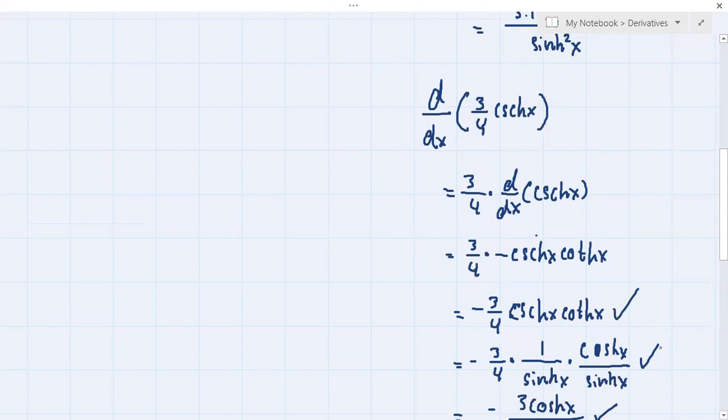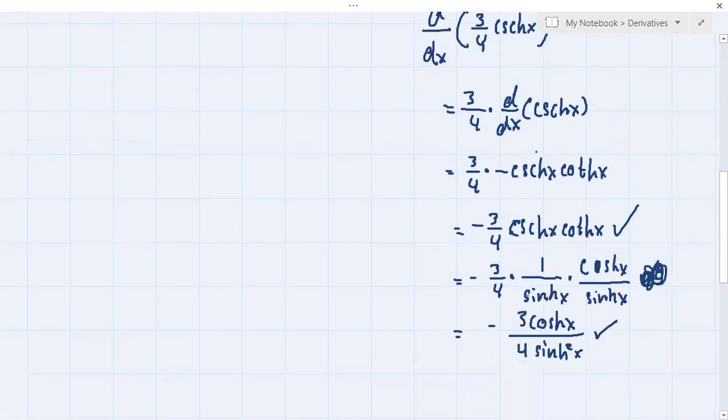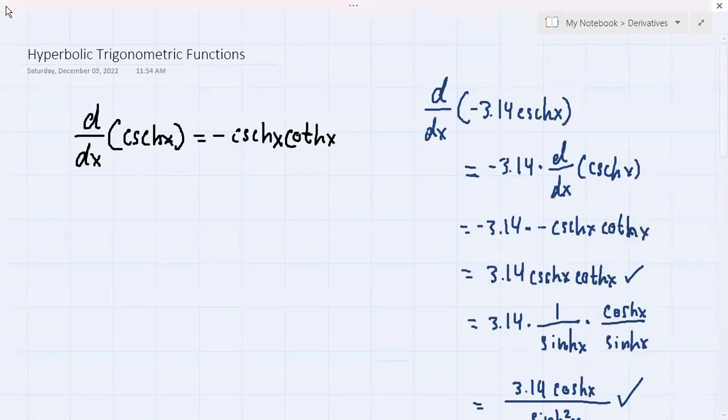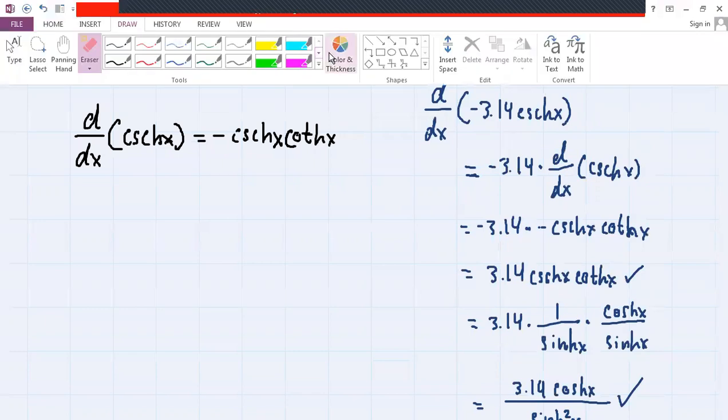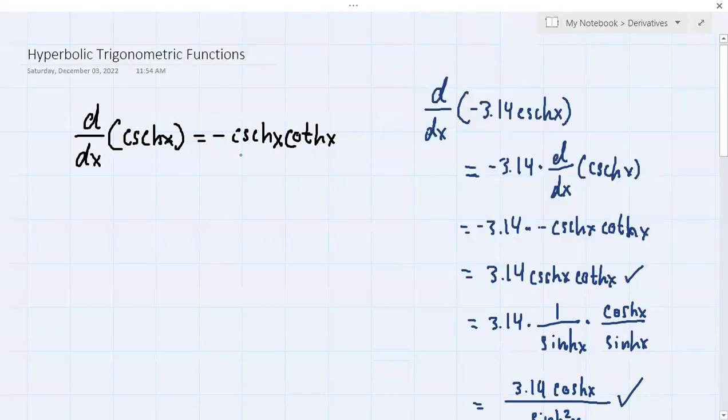Alright? So yeah, yan na yung sagot mo. Or, you can simplify this one into cosine hx and sine hx function. Ganito magiging sagot niya. Negative. Yan. So that's it actually. That's it naman. So yeah, overall, derivative ng cosecant hx is negative cosecant hx times cotangent hx.